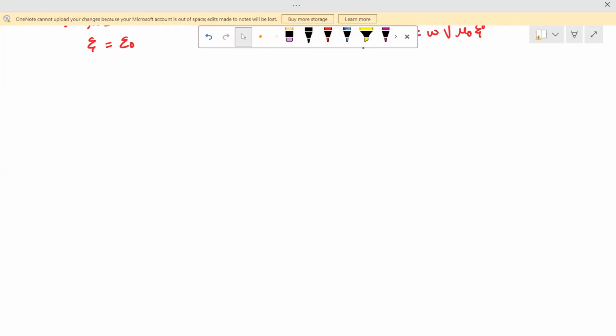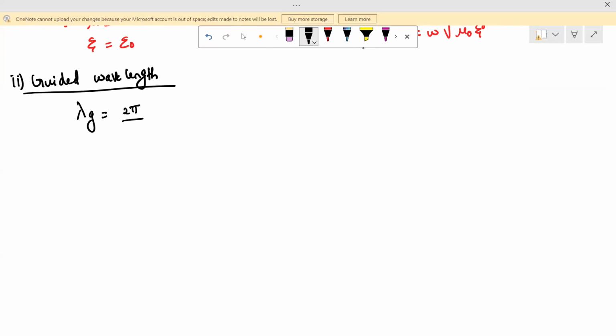The second one is guided wavelength. The guided wavelength lambda g is given by 2 pi by beta. This is the formula, which is written as 2 pi by beta, which can be written as 2 pi by omega into root of mu naught epsilon naught for TEM waves. For TEM waves, beta is this.